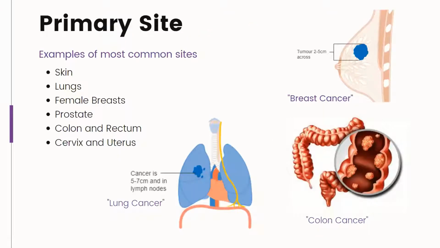So just glossing over classification by primary site. If you know what lungs are, then you know that lung cancer refers to cancer of the lungs. There's no surprise there. Same with breast cancer or colon cancer, or any of these other examples which you'll commonly hear referred to in the public sphere.